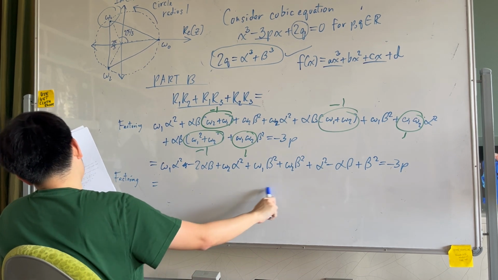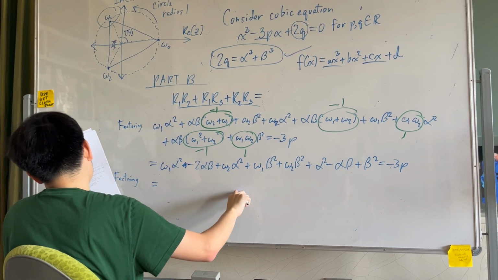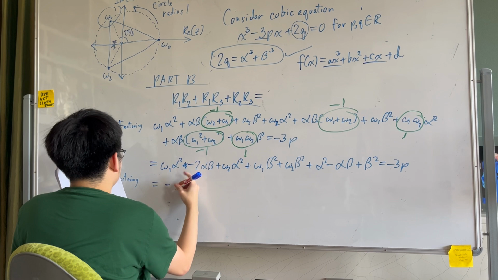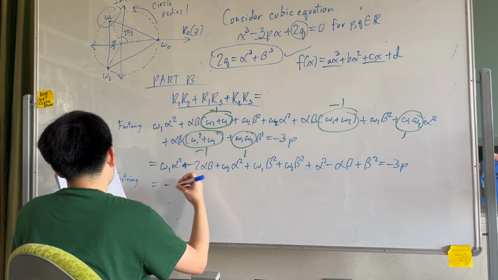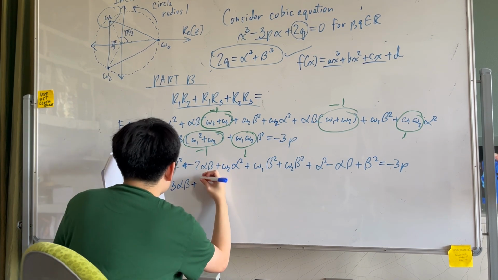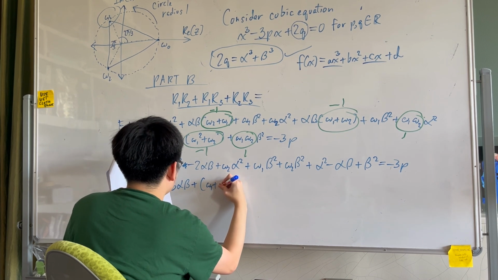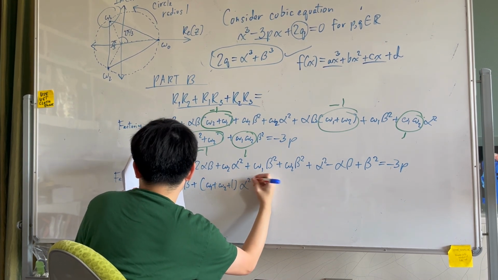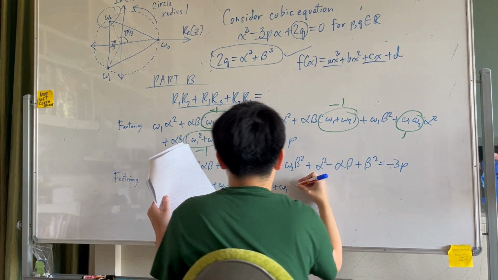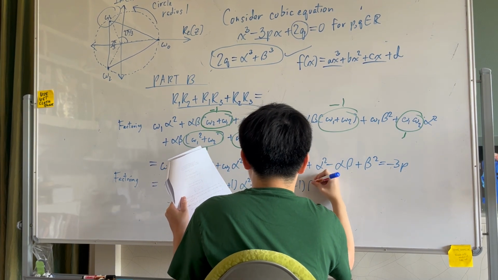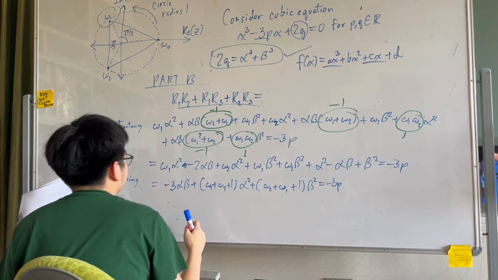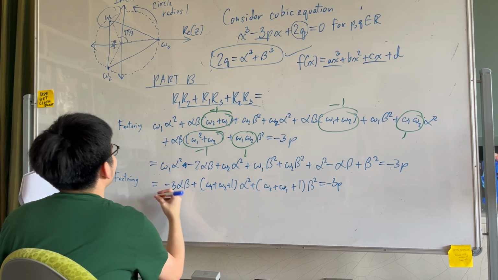There's an alpha squared factor in common for three terms here, and a beta squared term in common for three terms here as well. So we get, and then the minus 2 alpha beta gets simplified with another minus alpha beta, so you get minus 3 alpha beta plus omega 1 plus omega 2 plus 1 alpha squared plus omega 2 plus omega 1 plus 1 beta squared equals minus 3p. But remember again, this is minus 1. So this actually just cancels out. Okay, we're happy.